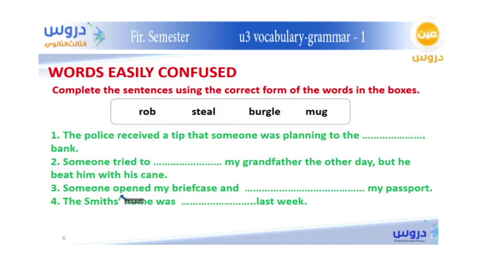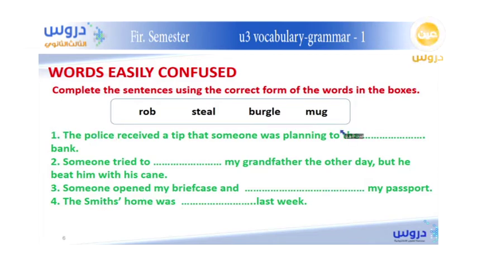I'm waiting for you. Okay, number two for Naif. Someone tried to mug my grandfather the other day, but he beat him with his cane. Okay, number two, Malak says stole or steal. I'm waiting for Naif. Okay, number three. Okay, you say number four, burgled. Okay, what about number three? Someone opened my briefcase and stole my passport. What do you think? I think Malak, is it for you? Steal, okay, stole. All right, did we finish?